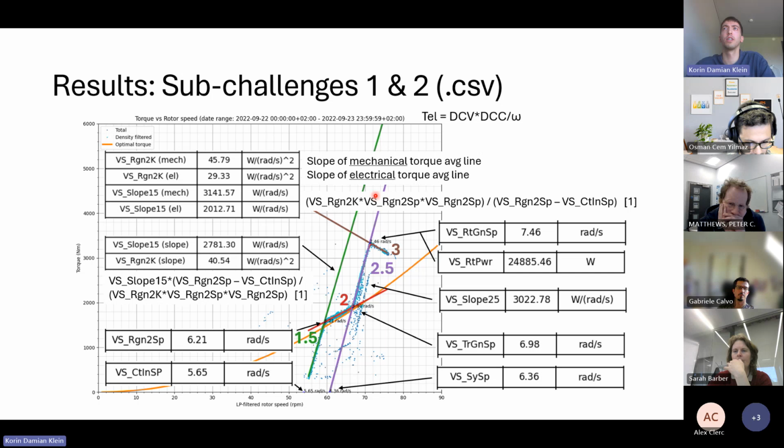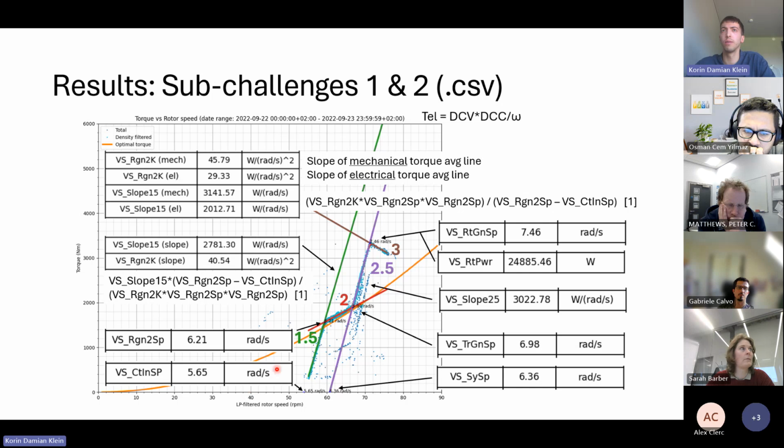So here are my results for sub-challenge number 1 and 2. This might look a bit confusing at first sight, but I tried to make it clearer. The purpose of this slide is not only to show the results, but also to show where I extracted the results from. And you might recognize this picture here from the very first slide.